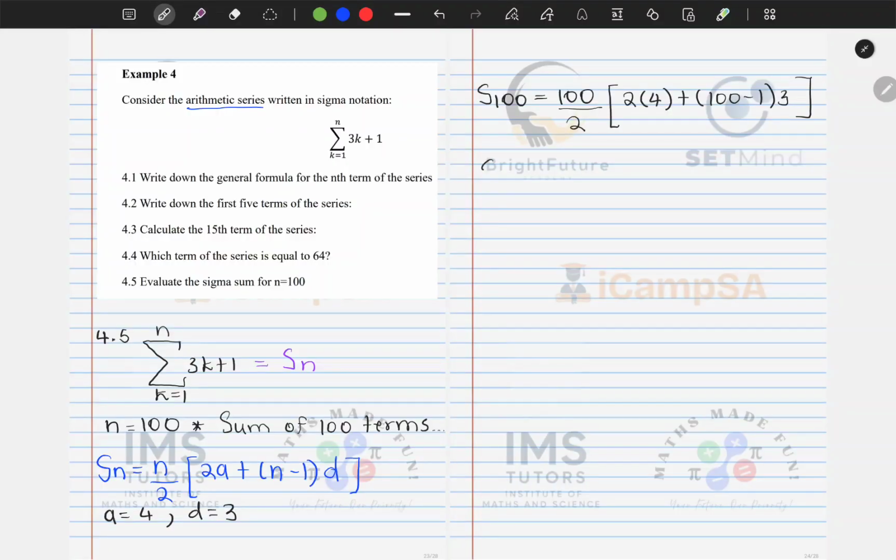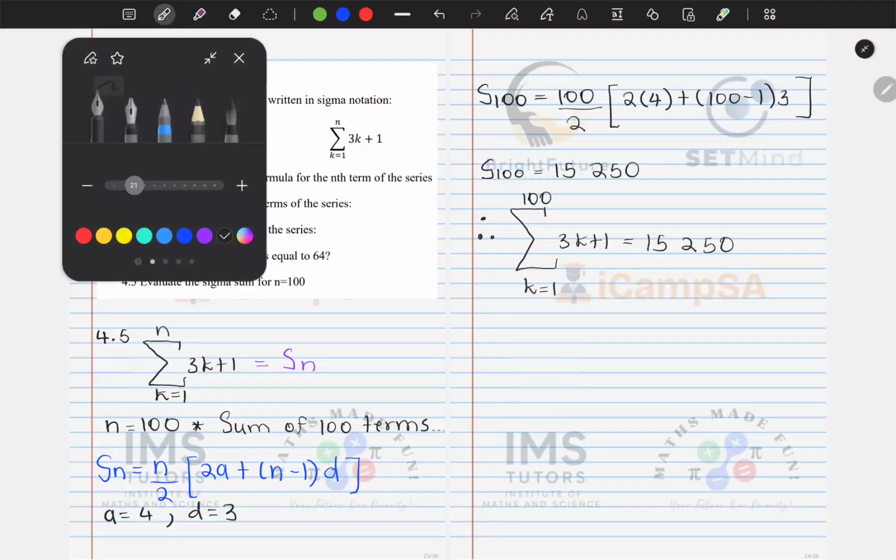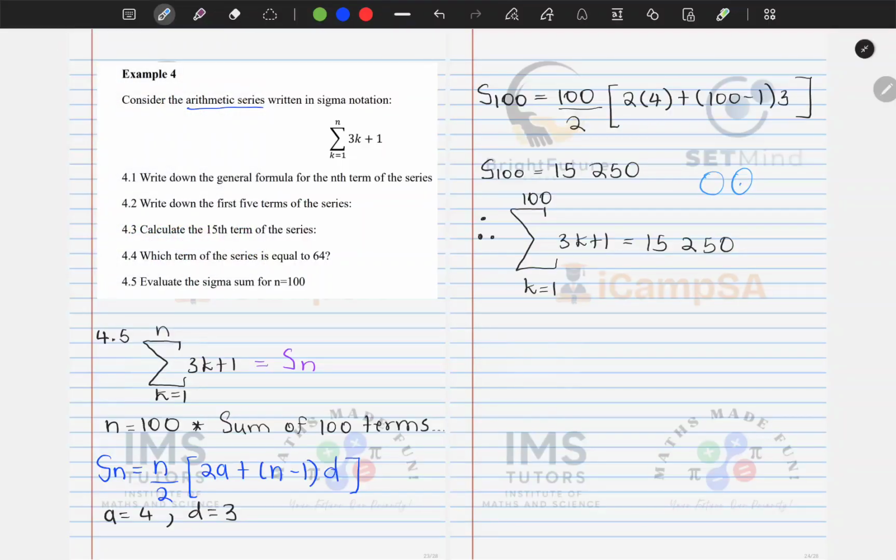So when using your calculator, what you will find is that your sum of 100 terms is 15,250. So what this means is that our sigma notation there, which is from k is 1 up to 100 of 3k plus 1, amounts to 15,250. So that becomes our answer, and our teacher is going to be very happy because we seem to understand what we are required to do when we have our sigma sum or sigma notation.